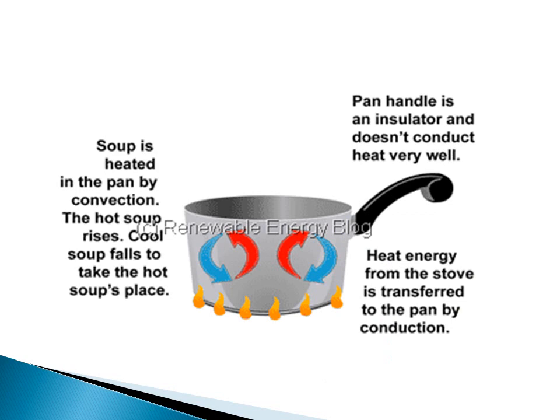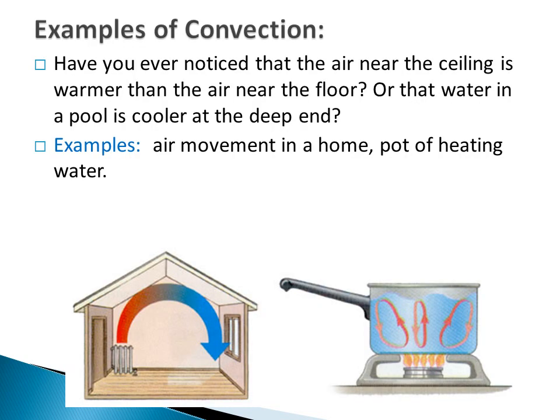Here also you can see the heat energy from the stove is transferred to the pot by direct contact, that is by conduction. But the soup is heated in the pan by convection. How? The hot soup rises, and cold soup falls to take the hot soup's place. But the pan handle is an insulator and does not conduct heat very well. Other examples are air movement in the home and a pot heating water. These all are examples of convection.